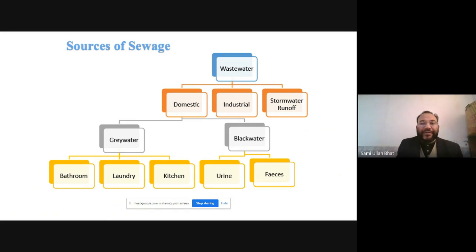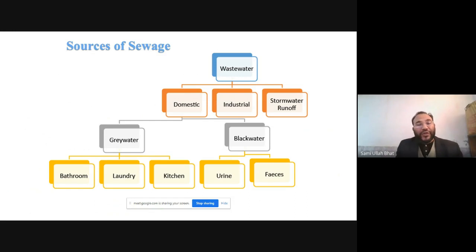When we use the word sewage, it means wastewater. What is the amount of water that we are using? For example, if we use 100 liters per person per day, 80 liters comes into the wastewater stream. This waste can be gray water or black water coming from the bathroom, laundry, kitchen, and urine.